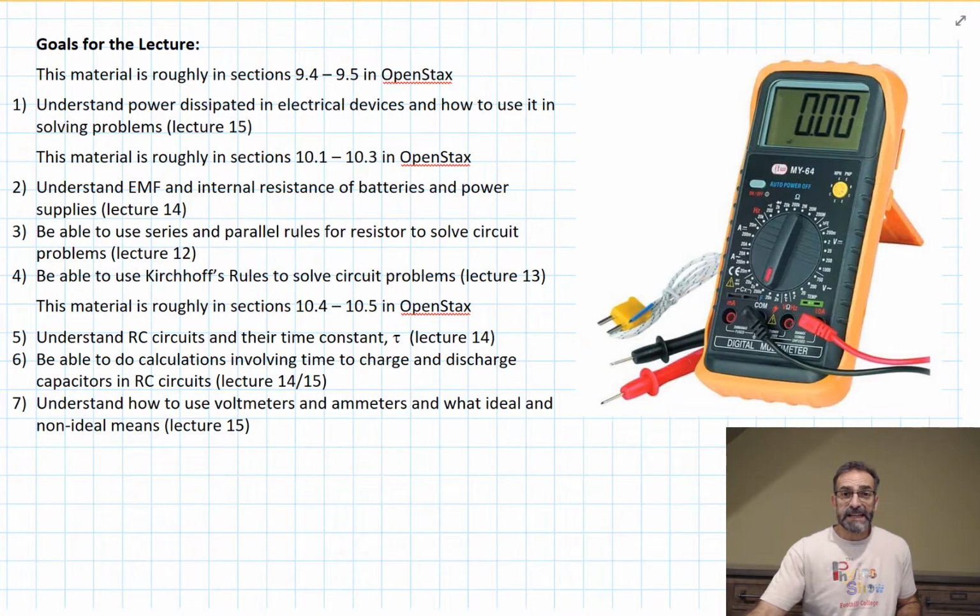We're going to talk about taking measurements in electronic circuits using voltmeters and ammeters. How do we use them? How do we hook them up? What does it mean to be an ideal ammeter or a voltmeter? And we'll look at some examples and see how they affect the circuit.